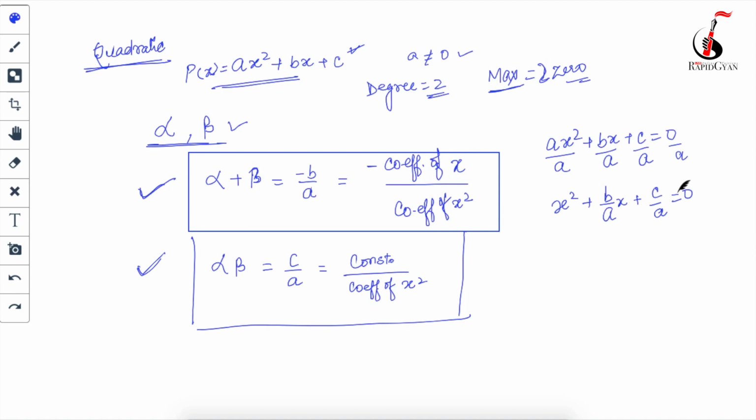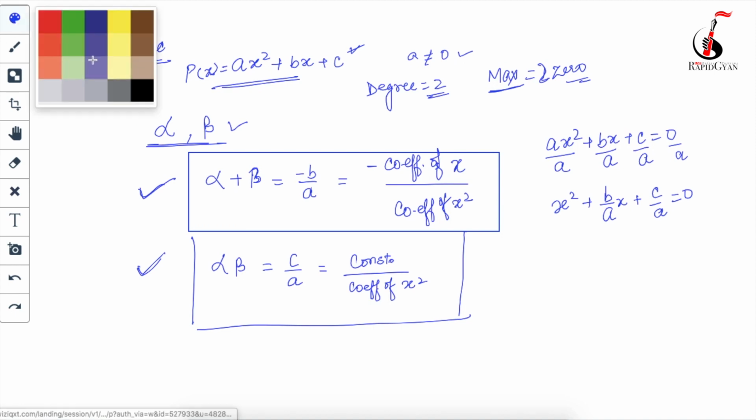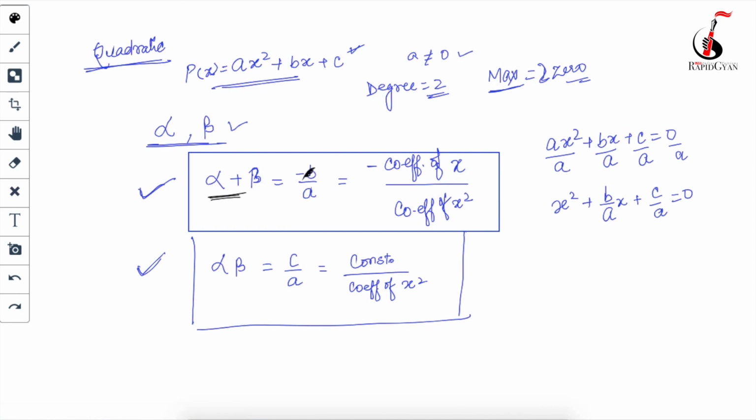Correct? So what's the value of alpha plus beta? The value of alpha plus beta is minus b upon a. So from here, can I write b upon a is equal to minus of alpha plus beta? Correct? And c upon a is alpha beta. So now if I replace these values over here, can I write x square minus (alpha plus beta) x plus alpha beta, which is equal to 0? Correct?